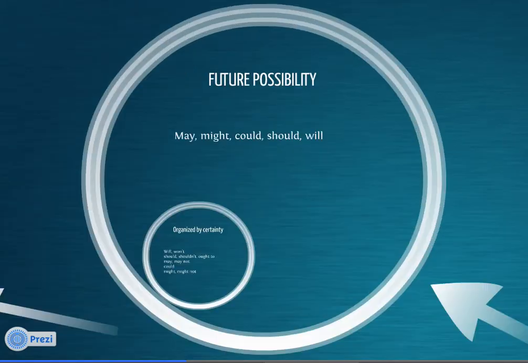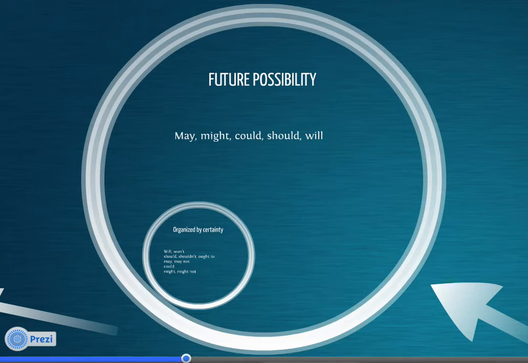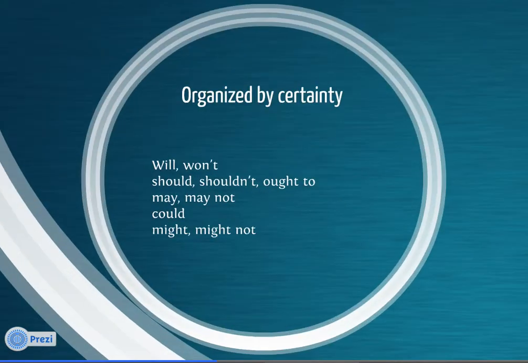Let's continue with future possibility. The only thing that changes, as you can see here, is that we add will. It's exactly the same as in the present. We can organize it by certainty: if you are very certain, very sure, or if you're not so sure. But we don't change the grammar, nothing changes, just the context, just what you write afterwards. You'll see with examples.